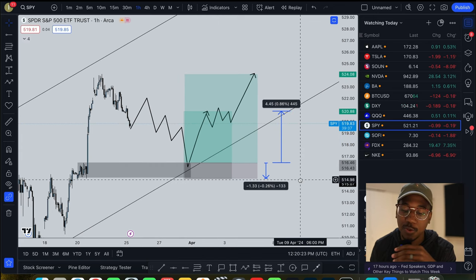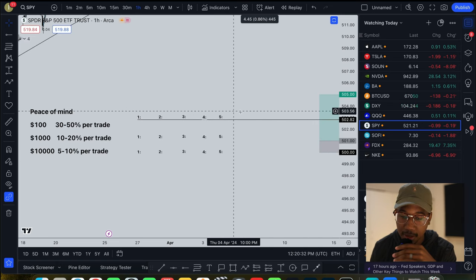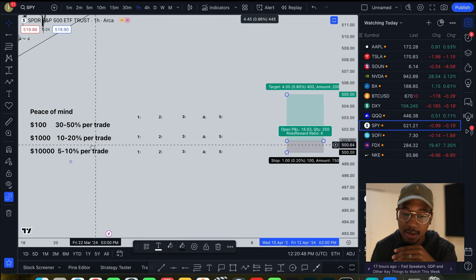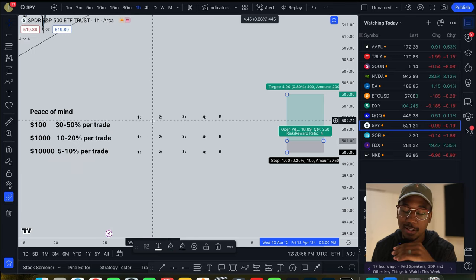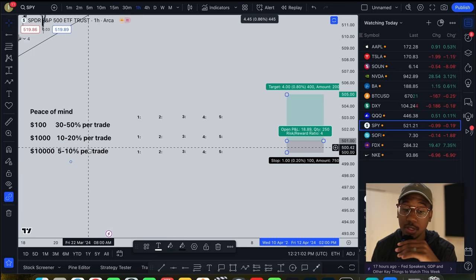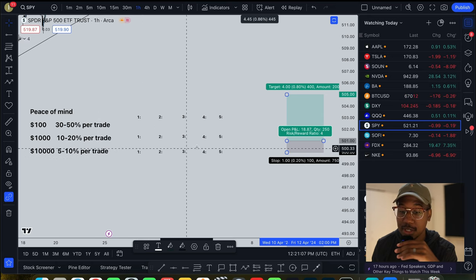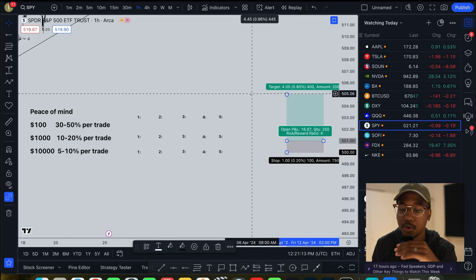Let's talk about how much to risk on a trade. So right here, I have drawn an ideal scenario. Let me get rid of this line. So right here, we have three different account sizes. We've got $100, $1,000, and $10,000. What we're going to be taking a look at is how much to risk on each trade, like how much of your account should you be putting into each trade. And we're going to see how it performs with a trade of 1-to-4 risk to reward ratio.